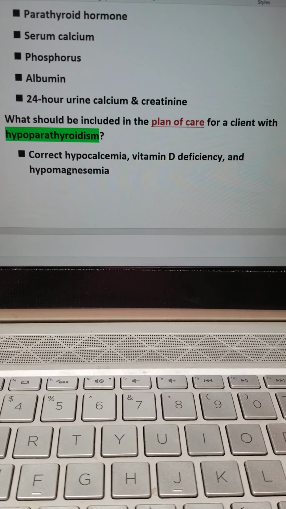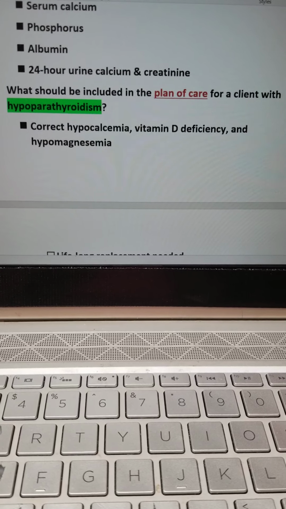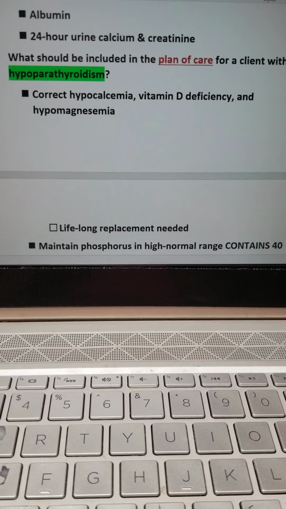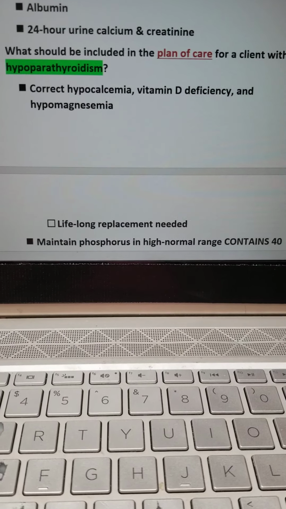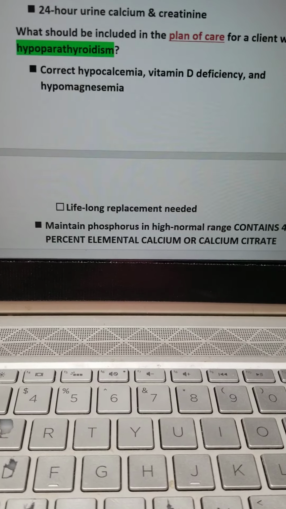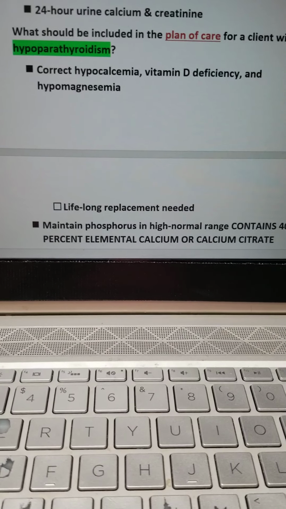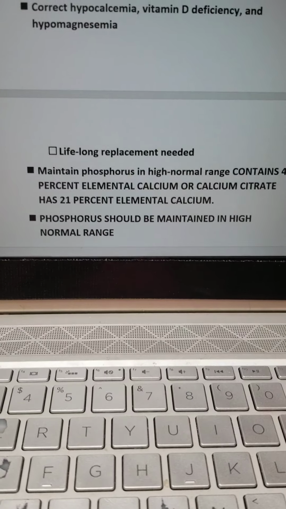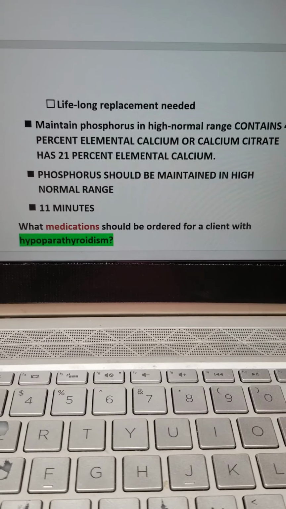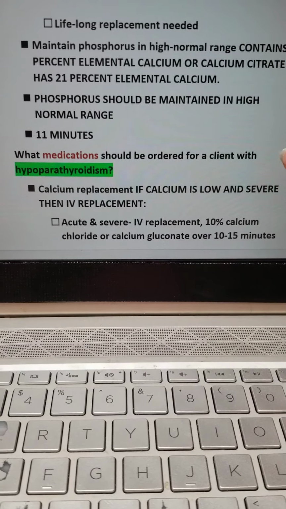What should be the plan of care for a client with hypoparathyroidism? You want to correct the hypocalcemia, vitamin D deficiency, and hypomagnesemia. So you want to correct the low calcium, low magnesium, and vitamin D deficiency. Lifelong replacement will be necessary.